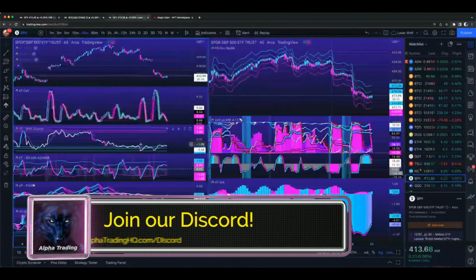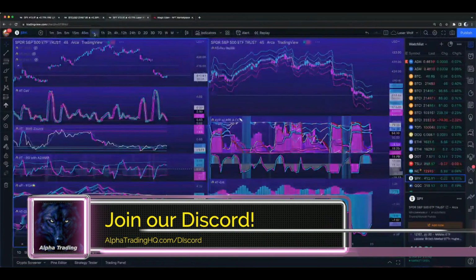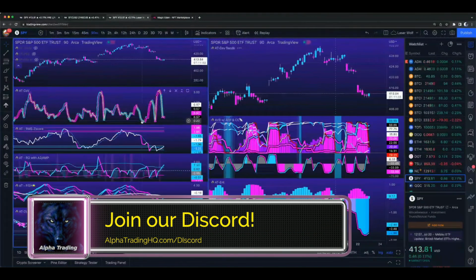Okay, so where are we here? Check this out. SPY's trying to make a little bounce here. You look on this 90-minute.